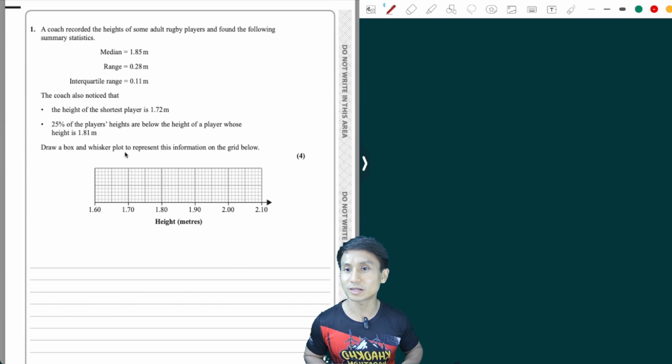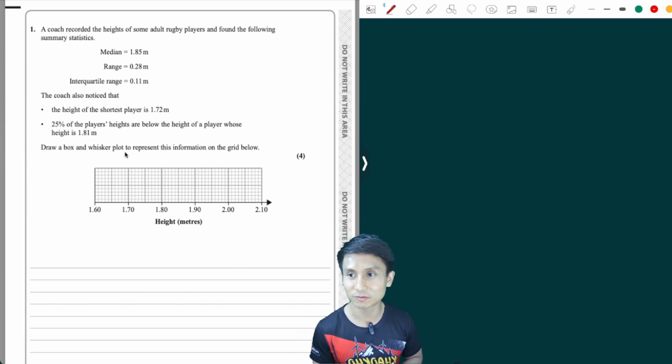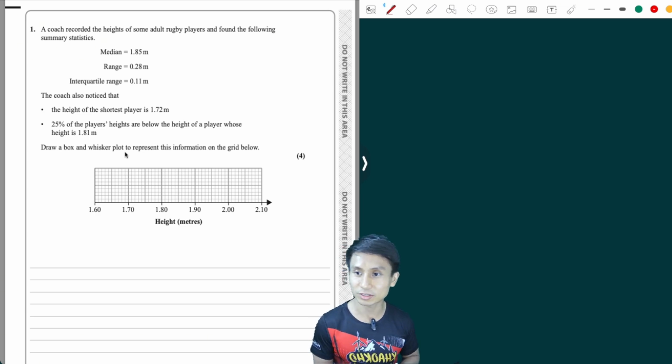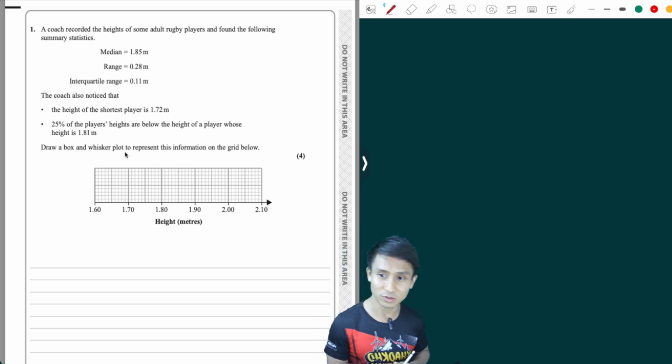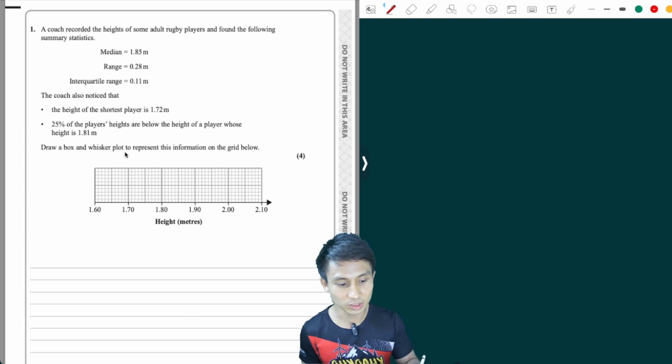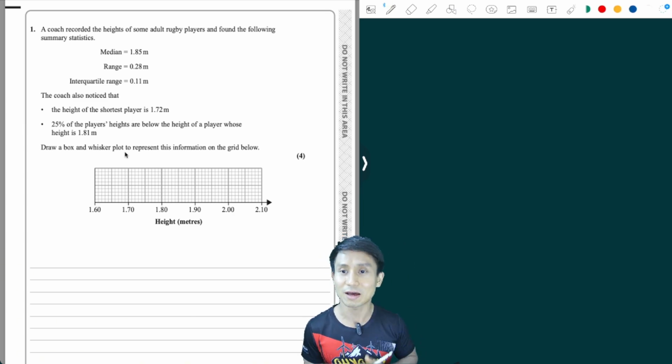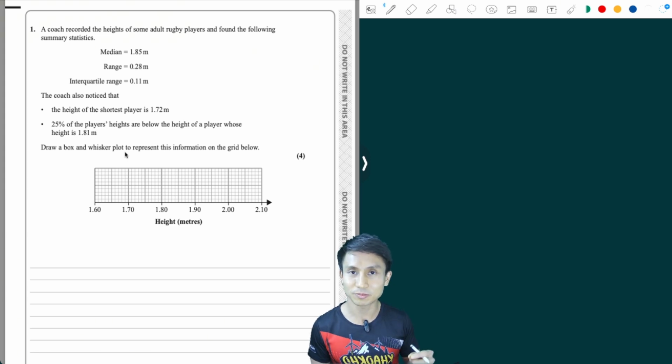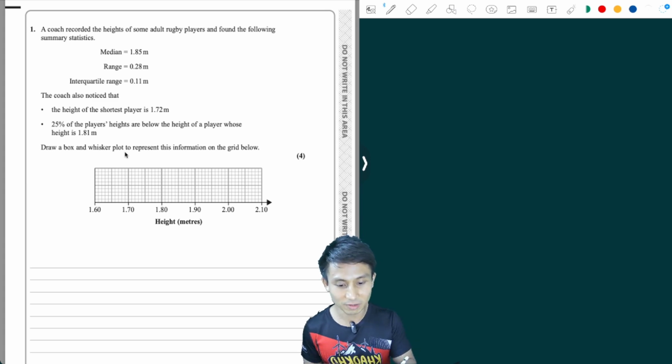A coach recording the height of some adult rugby players found the following summary statistics. So we have the median here and the range and the interquartile range. And then the coach also noticed the height of the shortest player is 1.72 meters and 25% of the players are below 1.81. Now it asks you to draw the box and whisker plot, right? So we know for the box and whisker plot, we need about 5 things: the minimum, the maximum, and the 3 quartiles, Q1, Q2, and Q3.